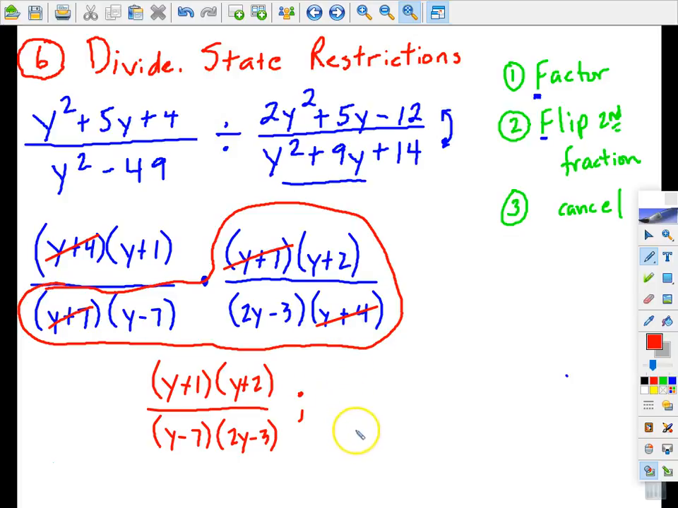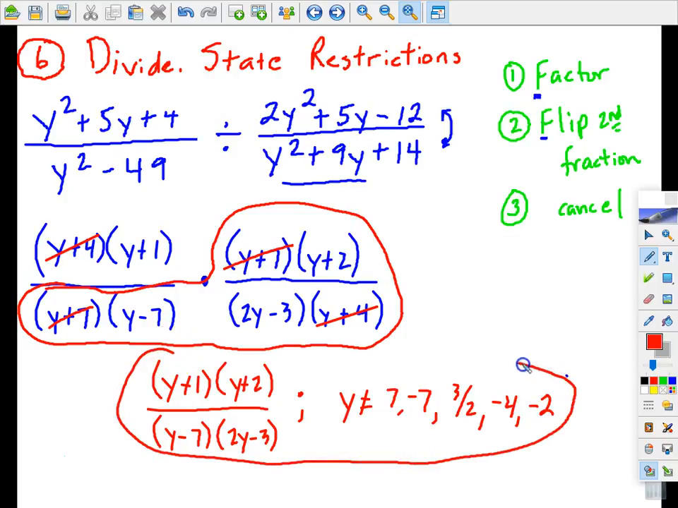Now that's different than multiplication. So let's just look at all the factors. I cannot let y be negative 7 or positive 7. I cannot let y be 3 over 2 here. Cannot let y be negative 4. And once again, I've already taken care of negative 7, but I also have to consider here, I cannot let y be negative 2. So that's my complete answer to this example.